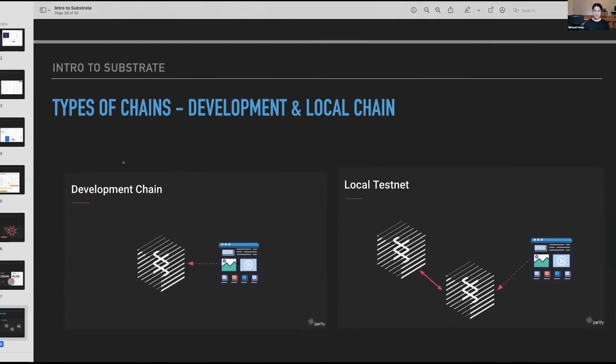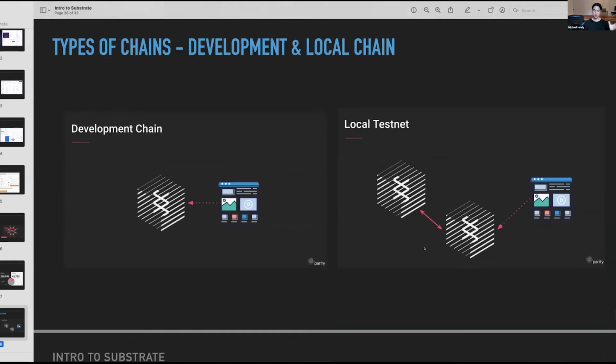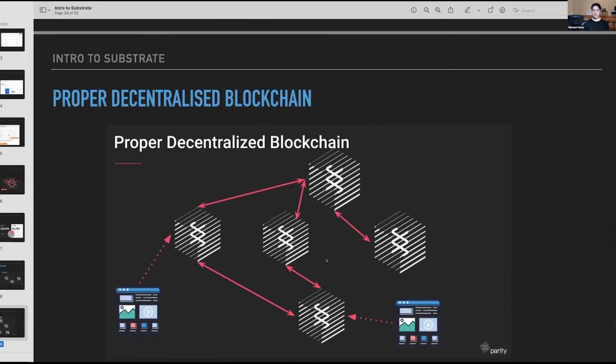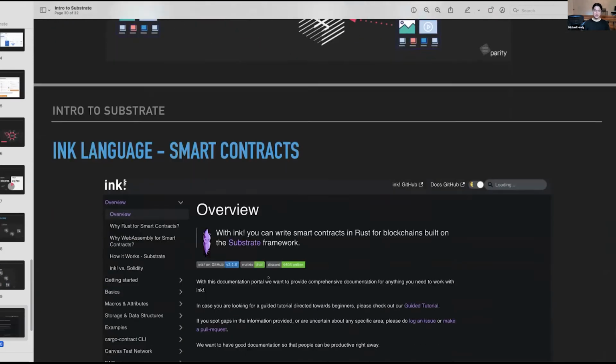There are two different types of chains. There's a development chain, which is effectively what's running locally. And you've got a local testnet, which is running, say, on your local server. And then a properly decentralized blockchain. This is where it's connected and syncing up to other blockchains and to relay chains.